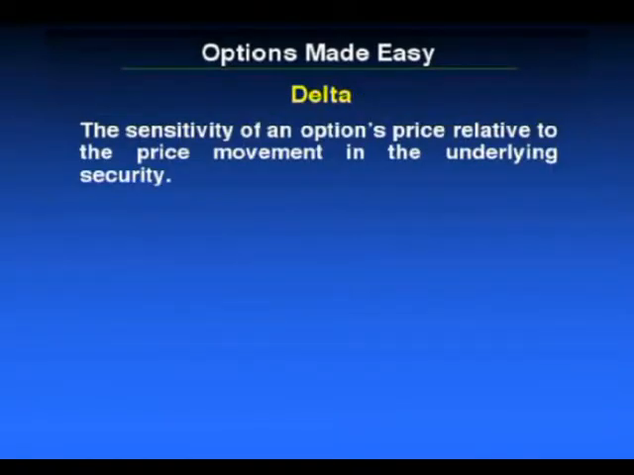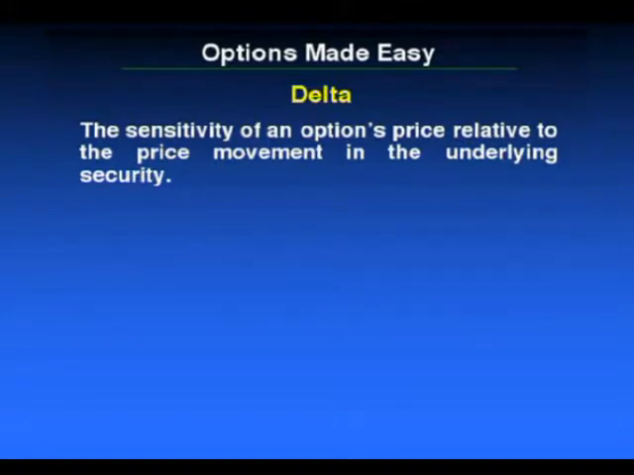Now let's talk about some of these Greeks. The first one we'll talk about is the delta. Now the delta is the sensitivity of an options price relative to the price movement in the underlying security. In English, I'll explain what that means.